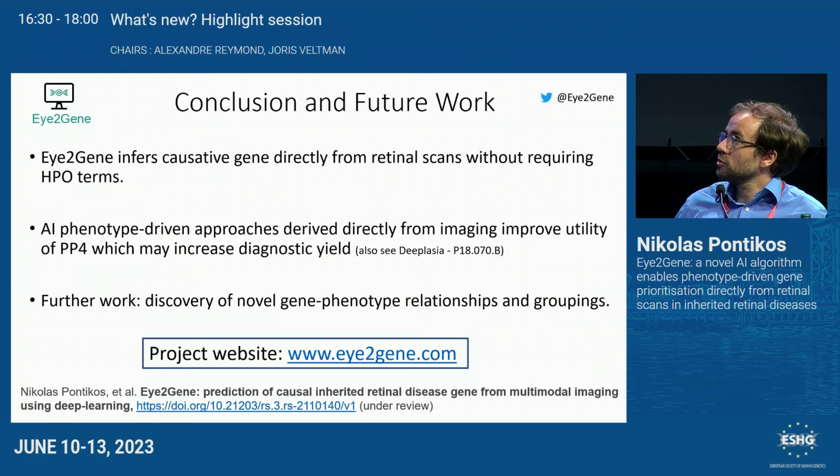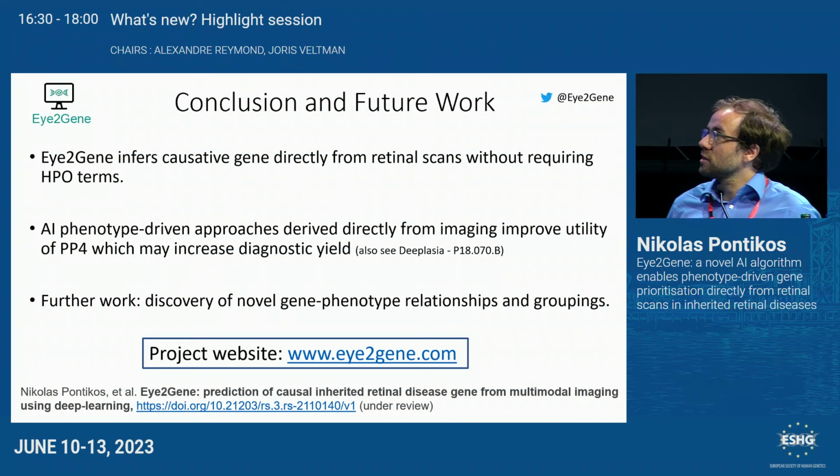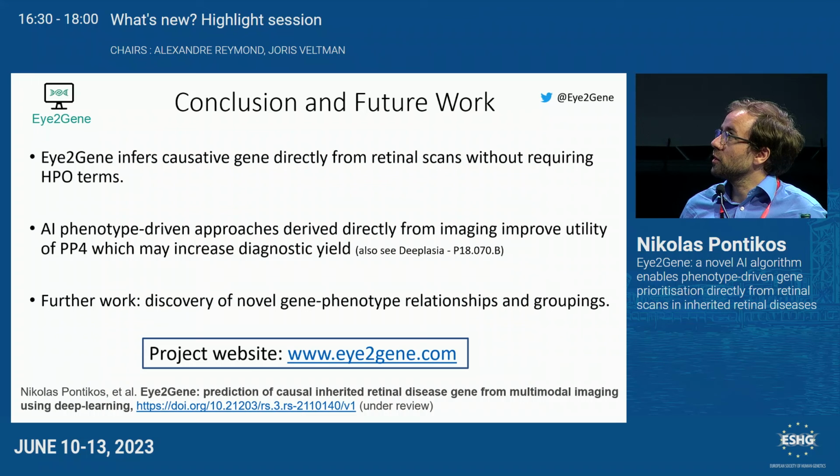In conclusion, Eye2Gene can infer a causative gene directly from retinal scans without the need for HPO terms. These types of AI phenotype-driven approaches, which work directly from imaging, are becoming increasingly popular, and they can really make the most of the PP4 criterion. There are many approaches. The most famous is probably GestaltMatcher by Peter Krawitz, but there's also DeepPlasia, which is an approach that works on bone imaging.